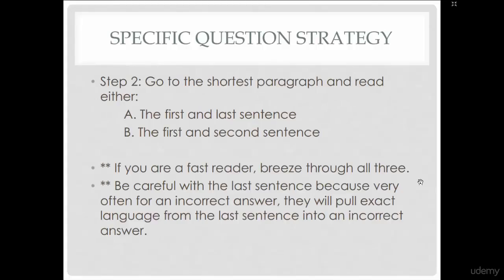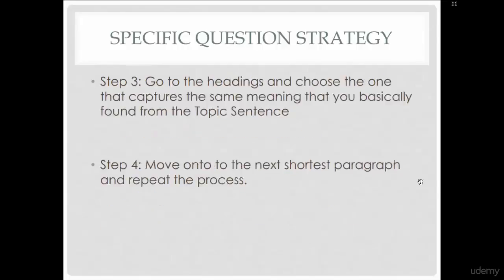All right, so here's our specific strategy. Quickly read through the possible answer choices, underlining any keywords that stand out to you. That's very important in the answer choices because that's some of the synonym language you're probably going to use. Go to the shortest paragraph and read either the first and last sentence or the first and second sentence. Both strategies work. If you're a fast reader, read the first, second, and the last. Then you go to your headings and you choose the one that captures the same meaning that you found from the topic sentence. All right? And then you move on to the next shortest paragraph and repeat the process. So that's how we do the headings question.